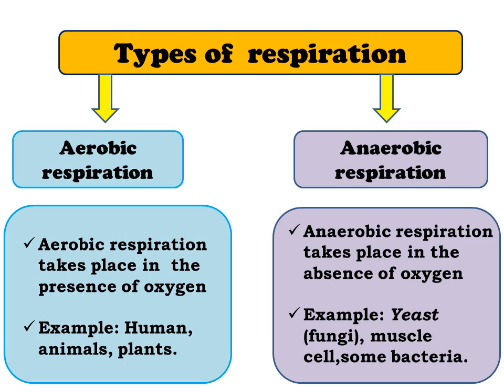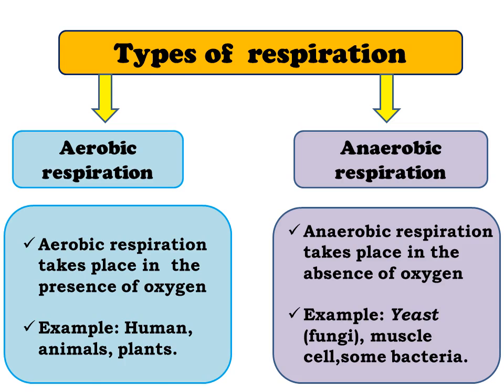Now, what is aerobic respiration? Aerobic respiration takes place in the presence of oxygen. It means this respiration only takes place when oxygen is present. And anaerobic respiration takes place in the absence of oxygen. So that is the main difference between these two types of respiration. Aerobic respiration takes place in human beings, animals, plants, etc. But anaerobic respiration takes place in some cells of human beings, such as muscle cells, and in yeast, which is a fungus, and some bacteria also possess anaerobic respiration.